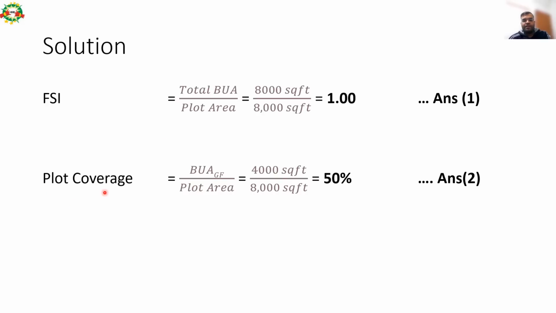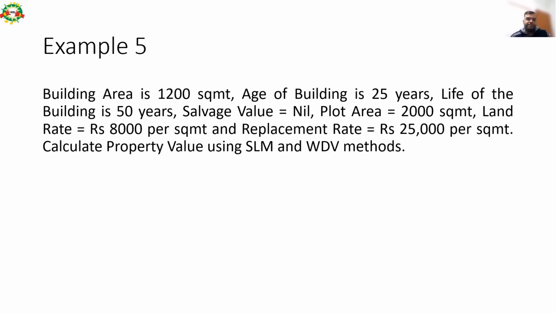So FSI used for this property is 1. However, for plot coverage, built up area of ground floor is equal to 4,000 only, because the remaining 4,000 is in the first floor. So we have to consider built up area of ground floor only, divided by plot area, which is given as 8,000. So here plot coverage is 50%.